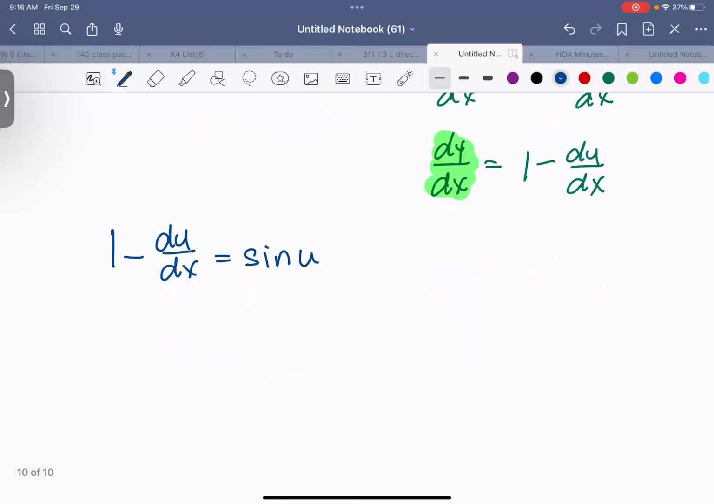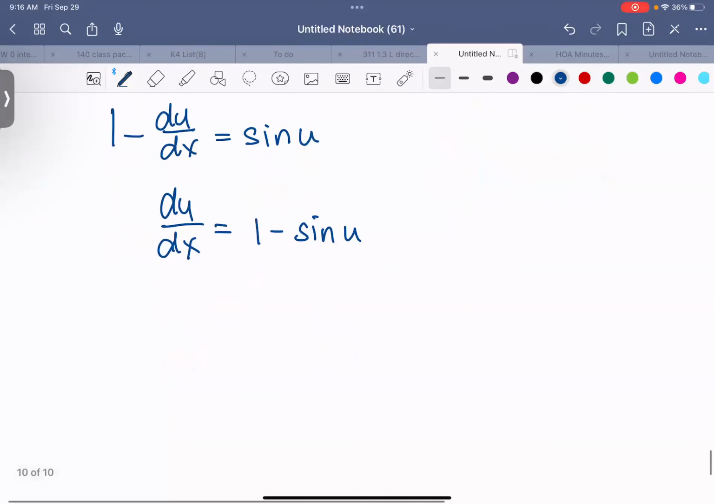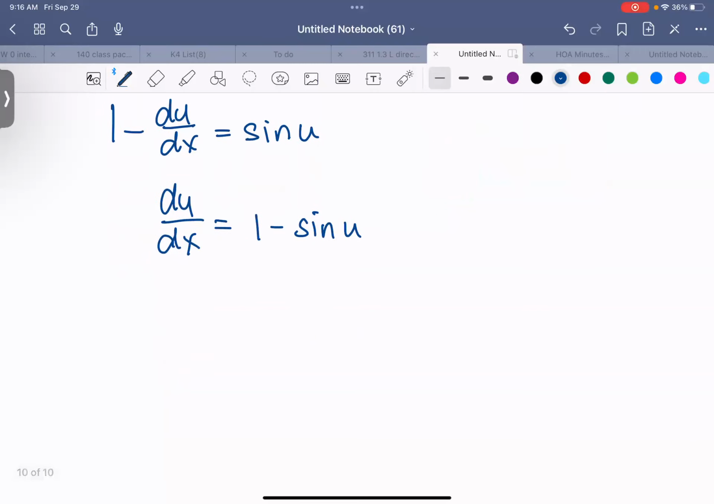All right, now what do we do next? Let's see. We are going to subtract 1, divide by -1. So du/dx equals 1 minus sine of u. Then this is separable, yes? So I'm going to multiply by dx, divide by 1 minus sine of u, and we're going to integrate that.